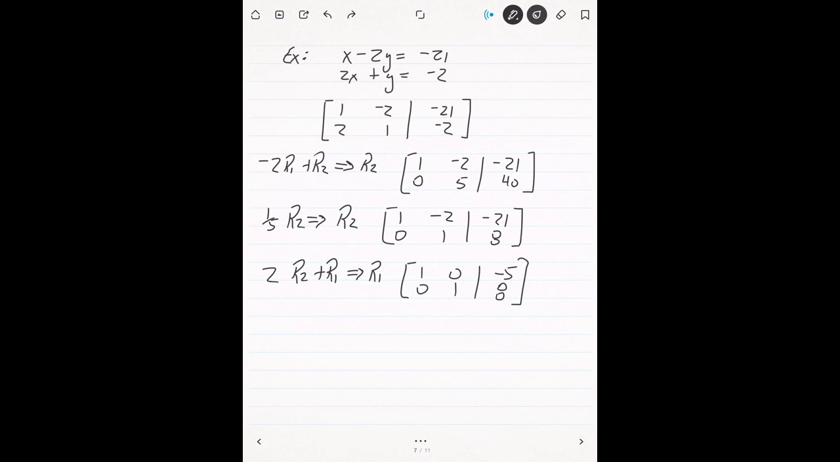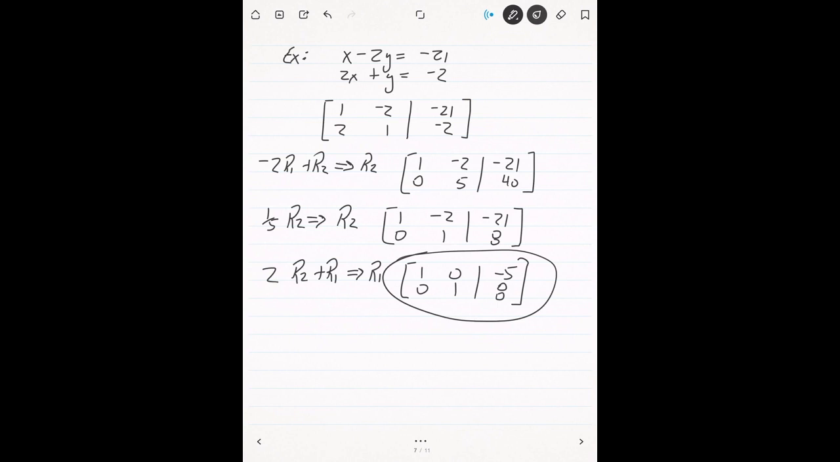Now, you might have done a different set of techniques with elementary row operations. You might have done several more steps than I did. Maybe you did them in different orders. That's totally fine. You're allowed to do as many steps as you want, just as long as, in the end, you get into this reduced row echelon form.